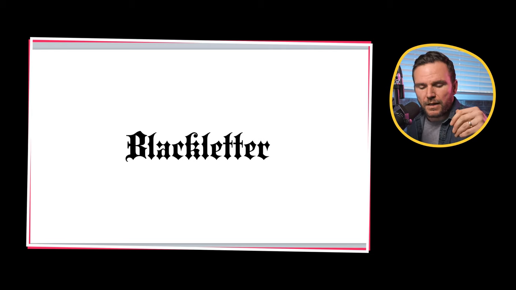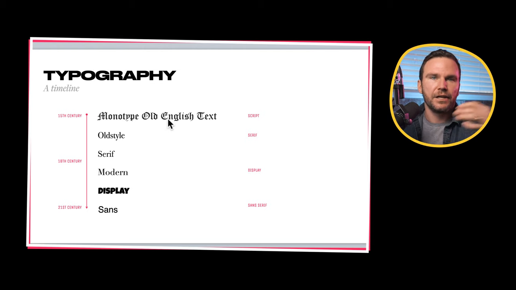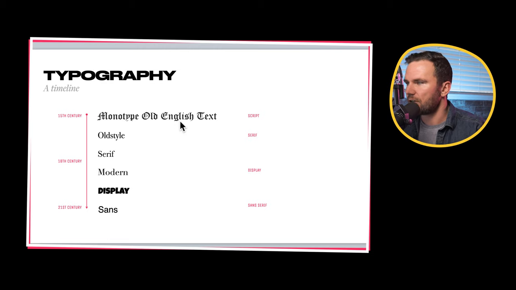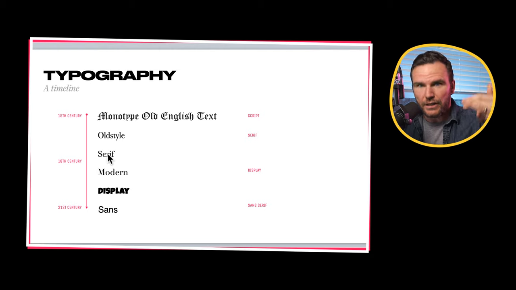So let's take a look at how typefaces, or fonts, evolved over time. We got the printing press in the 15th century with a script-style font: Old English, Gothic, black letter, looking something like this first one here. Then, as the printing press became more popular and we started printing more, we got old style serif fonts. We'll get into what serif is later in this lesson. There are lots of different fonts and typefaces out there, but this is visually how it changed, becoming a bit more refined.